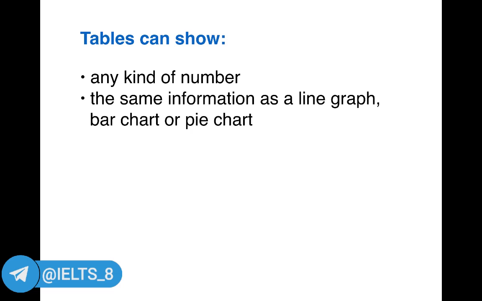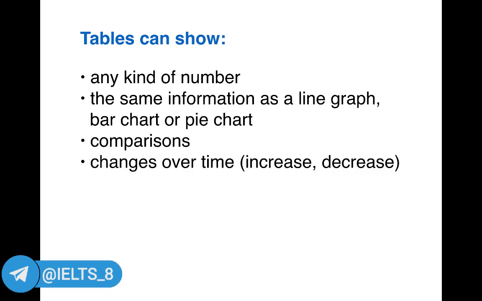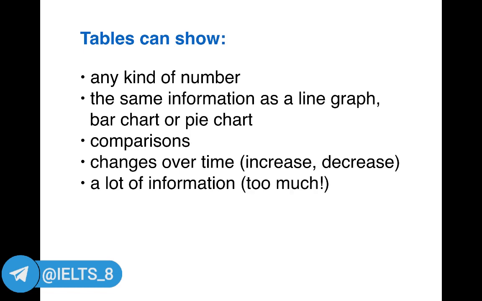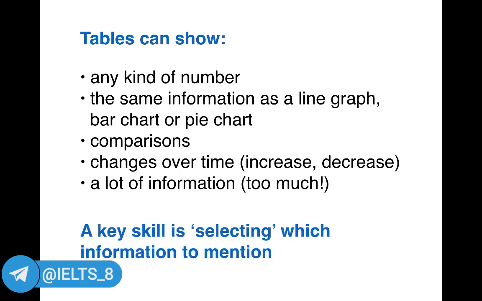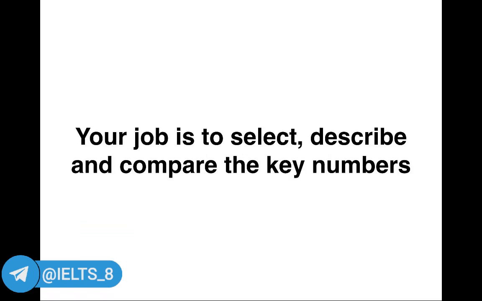Tables can also show comparisons, changes over time, like an increase or a decrease, and they can show a lot of information. In fact, often there is too much information in the table. You can't describe it all in 20 minutes and only 150 words. So this is a problem. And for that reason, a key skill is selecting which information to mention. And so your job is to select, describe and compare the key numbers in the table.